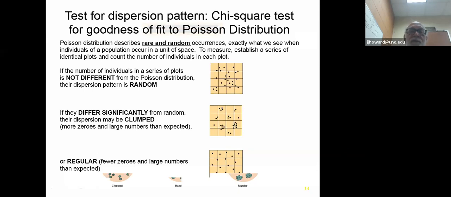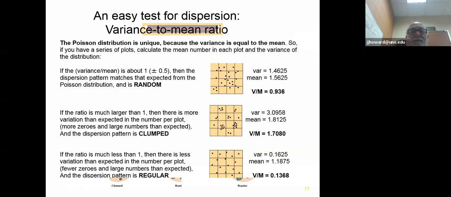So I'll give you an example of using the variance and mean to figure out this ratio. So here's those plots, and here's what we did. We counted up then the number of organisms in each, and the mean is 1.56, the variance is 1.46. All right, well, 1.4 divided by 1.5 is very nearly 1. And so it's about equal. And so this is a pretty easy to distinguish random dispersion pattern.